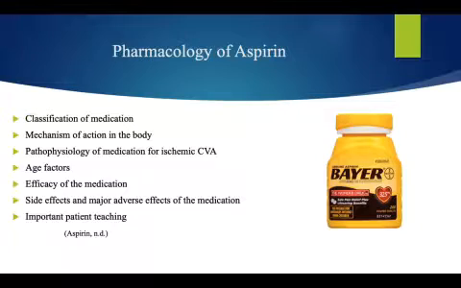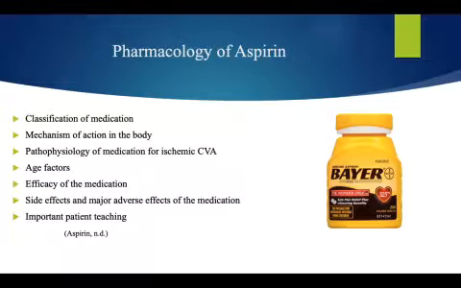Metabolism is hydrolyzed partially in the gastrointestinal tract to salicylic acid, and almost complete metabolism in the liver. Excretion is in the urine as salicylate and its metabolites, and elimination half-life ranges from 15 to 20 minutes.